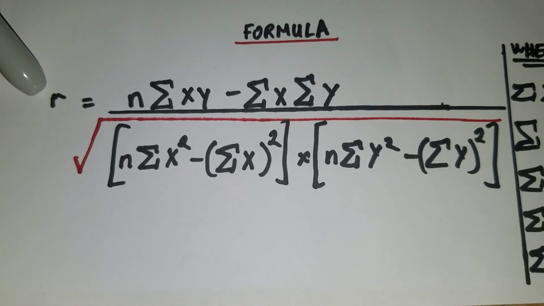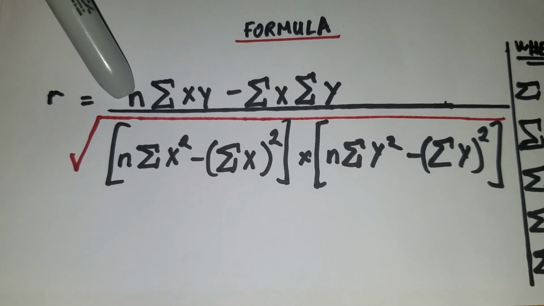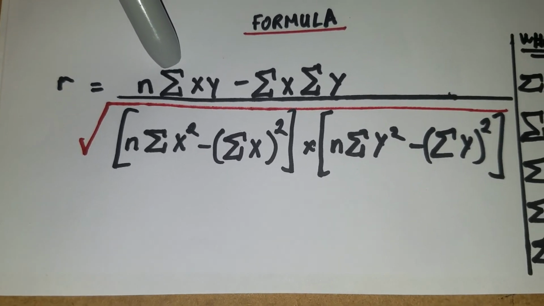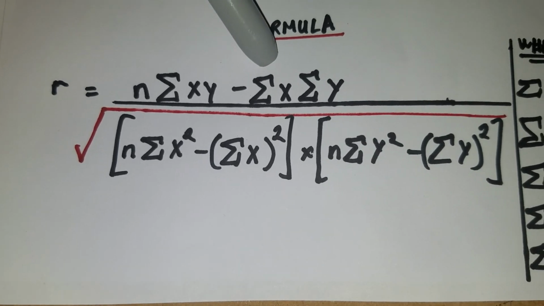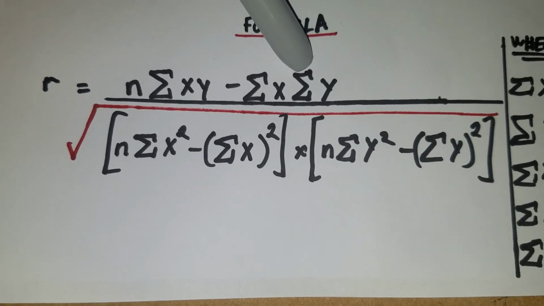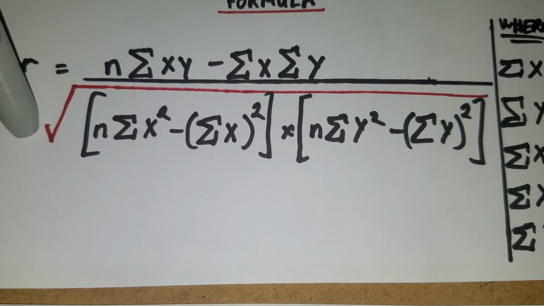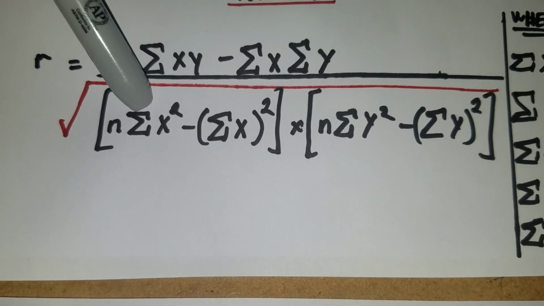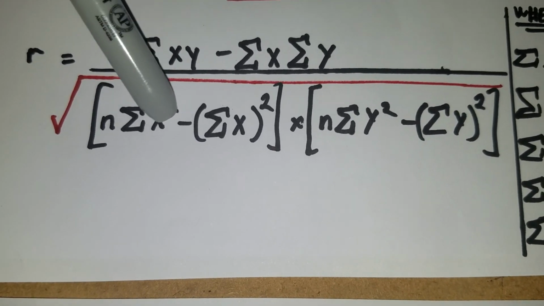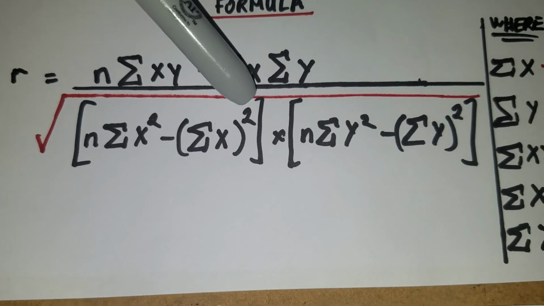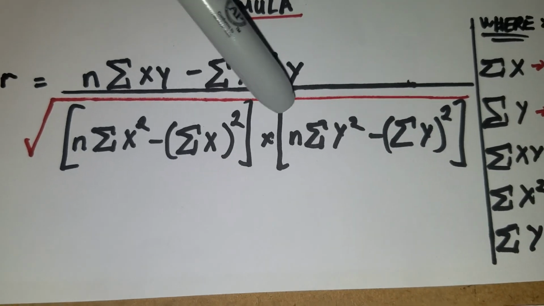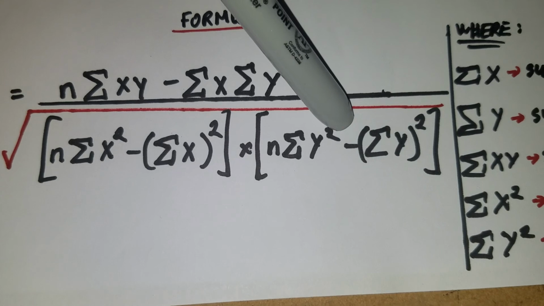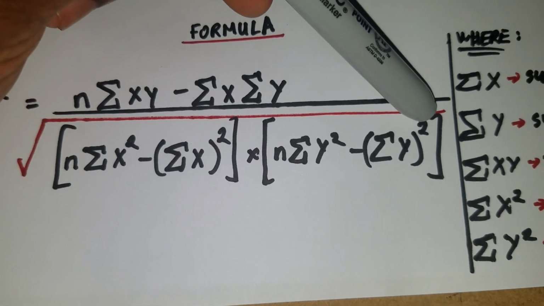We see the correlation coefficient R is equal to n, and n is simply the number of data points. So it'll be n multiplied by the sum of x times y, minus the sum of x multiplied by the sum of y, all divided by the square root of, open bracket, n multiplied by the sum of x squared minus the sum of x all squared, close bracket, multiplied by, open bracket, n multiplied by the sum of y squared minus the sum of y all squared, close bracket.